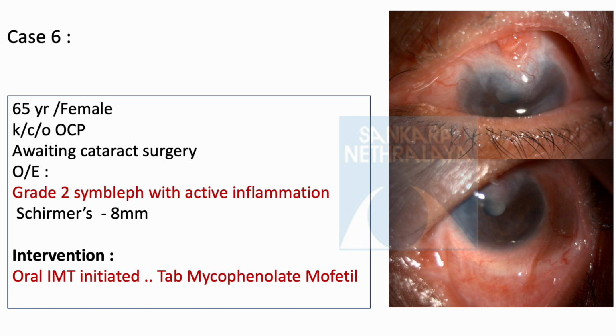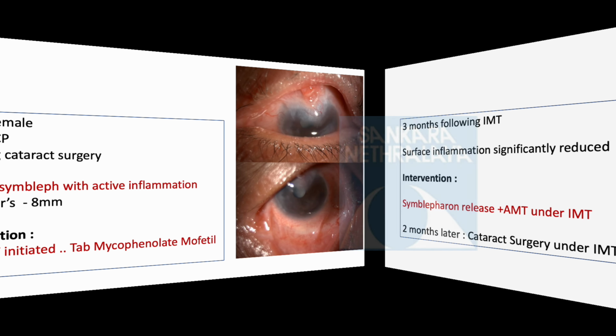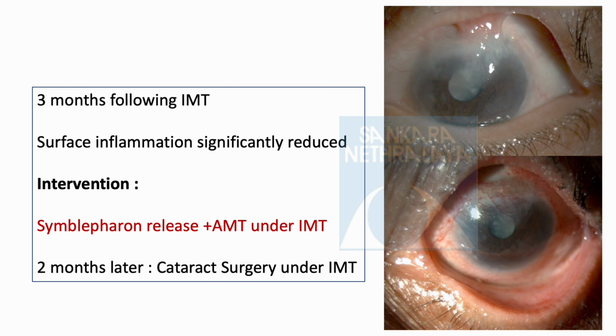Now, before planning or touching for a fornix reconstruction, we initiated her on an oral immunosuppressive therapy with mycophenolate mofetil. 3 months following which, once her surface inflammation quietened, the eye became quiet, we took up the patient for a symblepharon release along with an amniotic membrane transplant, and during this surgical period, we put her on perioperative oral steroids in addition to continuing with the mycophenolate mofetil. 2 months later, this was followed by a cataract surgery, again under oral immunosuppressive therapy.